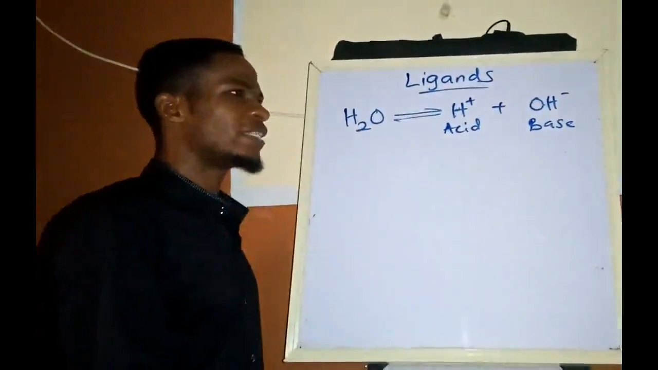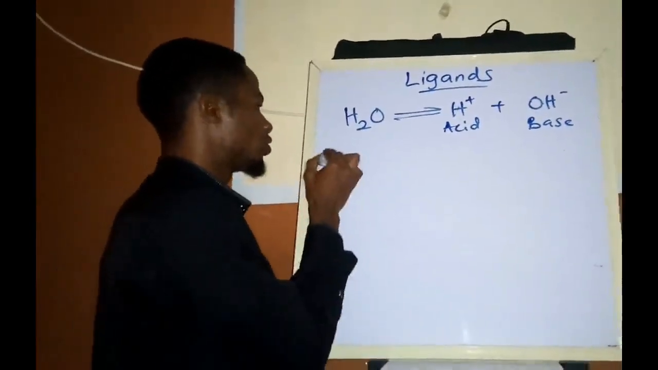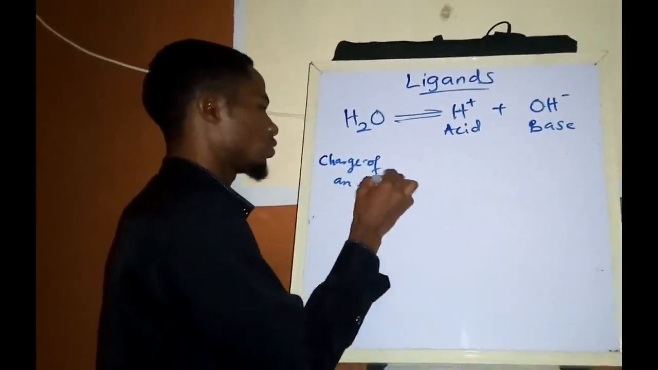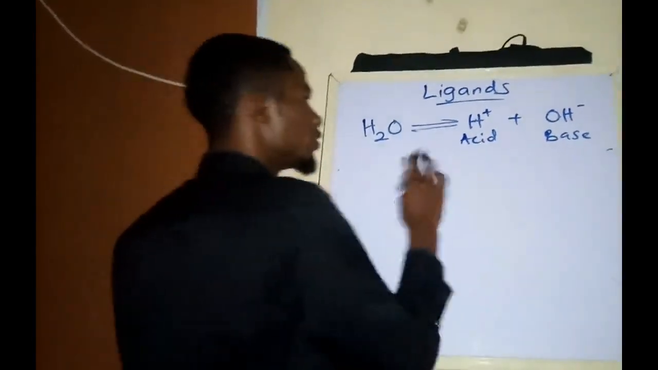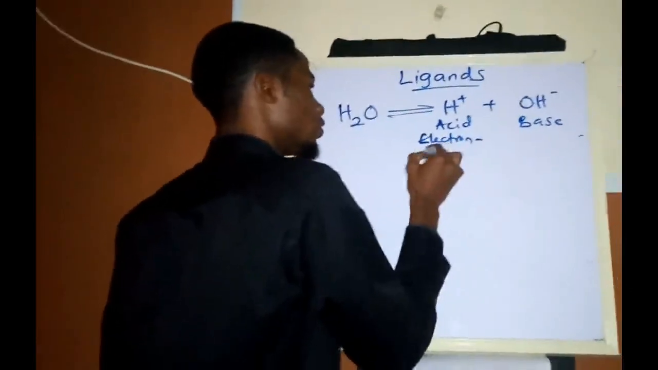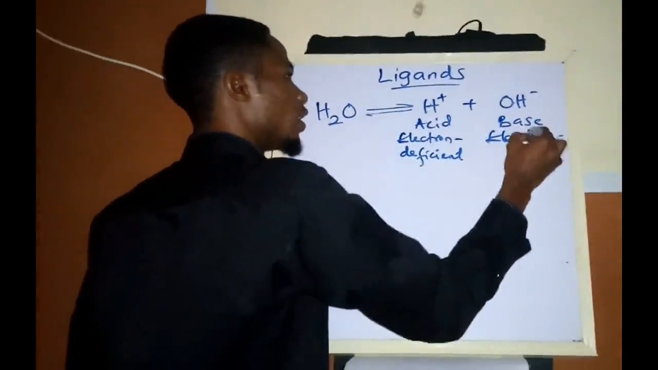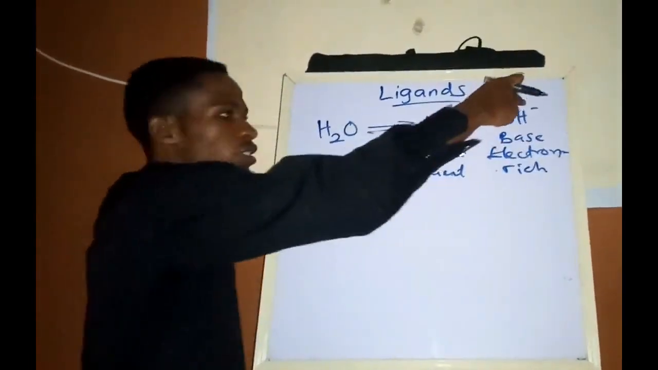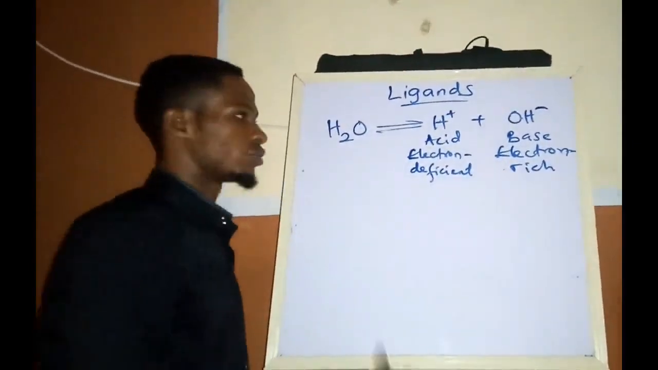We can also remember the charge of an electron. The charge of an electron is negative. You can say this is electron deficient, while this is electron rich, because it possesses the charge of an electron.